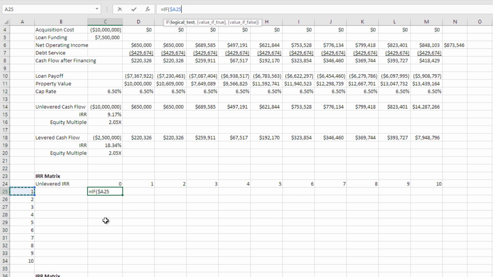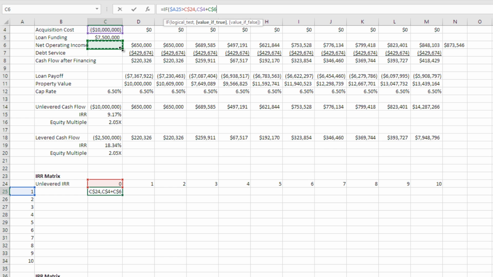And I'm going to say if that scenario, this number one, is greater than the year in which the cash flow is coming from, and I'm going to lock in the row, so I'll hit F4 two times, and that locks in the dollar sign before the number. If that's the case, then what I want to do is add my acquisition cost in that period, right? And again, I'll lock in just the row with two F4s. Plus, and again, this is unlevered, I'm going to add in my net operating income, which in this case is period zero, there's nothing, and I'll lock in the row, two F4s.